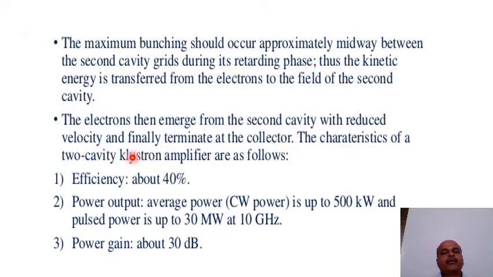The characteristics of a two-cavity klystron are as follows. Efficiency is about 40%. Power output, that is average or CW power, is up to 500 kilowatt, and pulse power is up to 30 megawatt at 10 gigahertz. Power gain is about 30 dB.